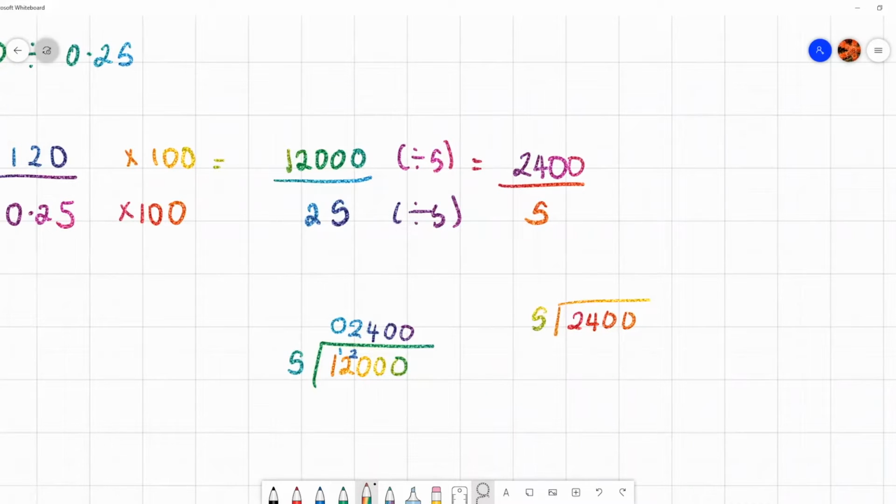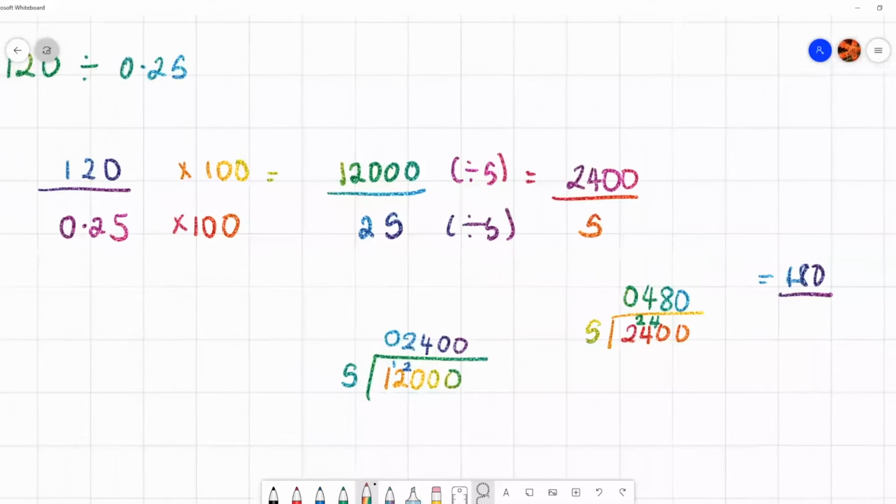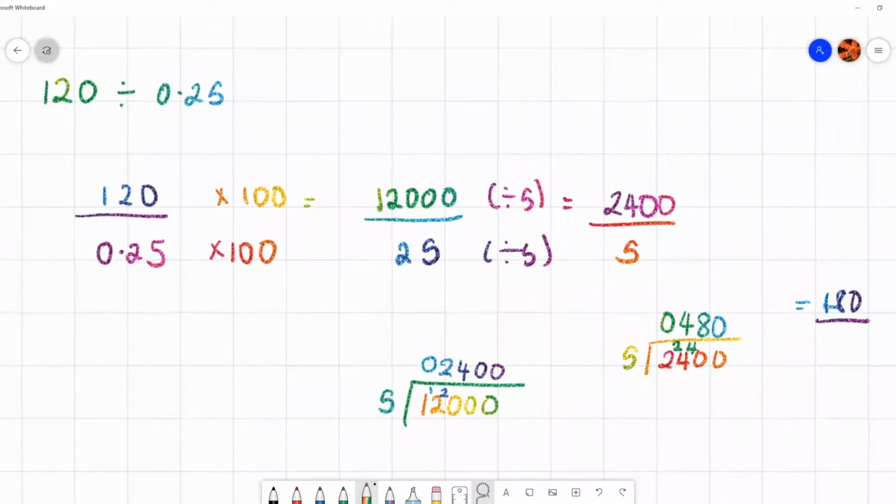Quickly do that in the bus stop method. How many 5s into 2? 0, carry 2 over. 5s into 24 is 4, 4 left over. 5 into 40 is 8, and 0. The answer is 480. Okay, so 120 divided by 0.25 is 180.